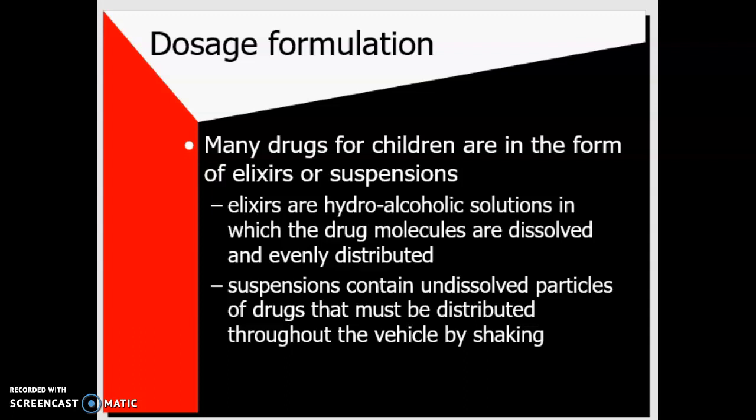Now, many drugs for children are in the form of elixirs or suspensions. They're in liquid form. Elixirs are hydroalcoholic solutions in which these drug molecules are dissolved and they're evenly distributed. They will appear like a syrup. They will be more like a syrup consistency. That's an elixir. Suspensions, on the other hand, are undissolved particles of drugs that are distributed throughout the vehicle by shaking. So if you are using an elixir, you want to make sure that the label is being read. Be sure that the patient's parents know to read the label and the dosage instructions, because elixirs are usually more concentrated. And then suspensions, if they're not shaken, there will be no medication in the first doses, and then it'll be highly concentrated in the later doses down in the bottom of the bottle. So the suspensions always need to be shaken.